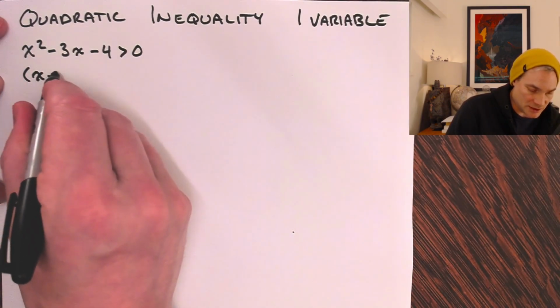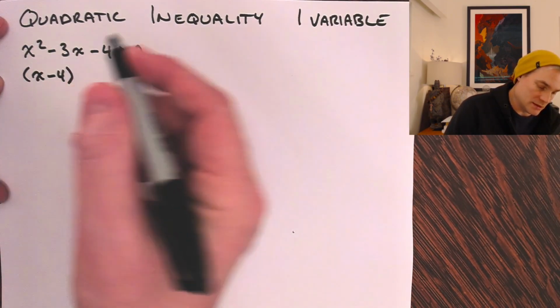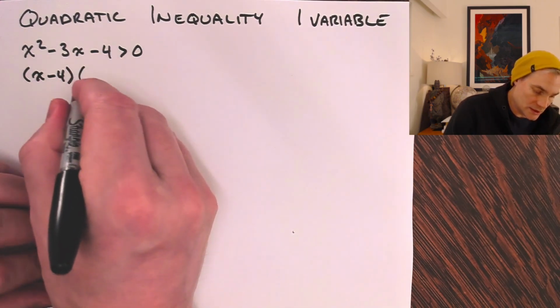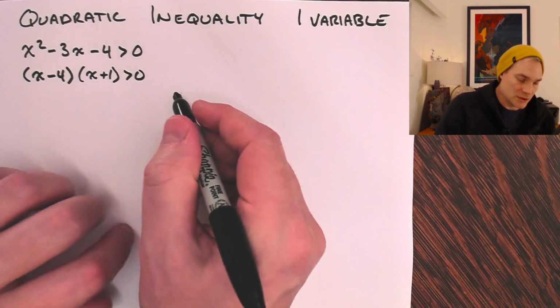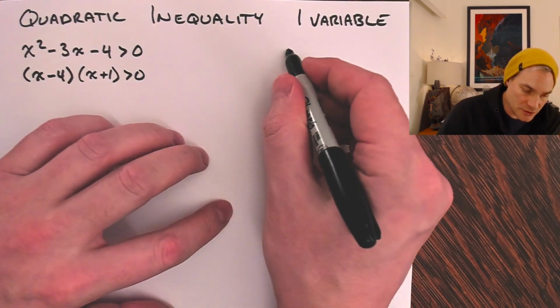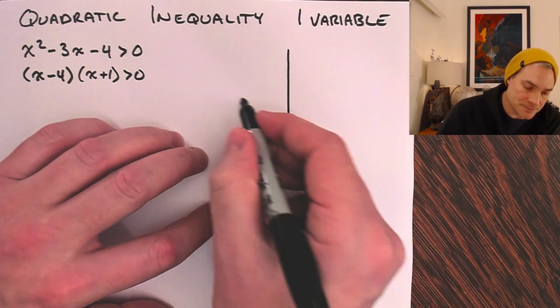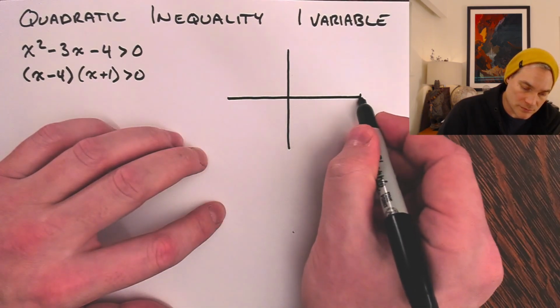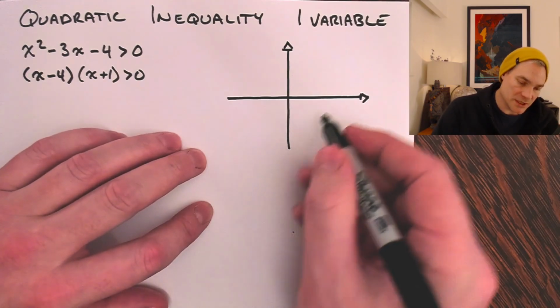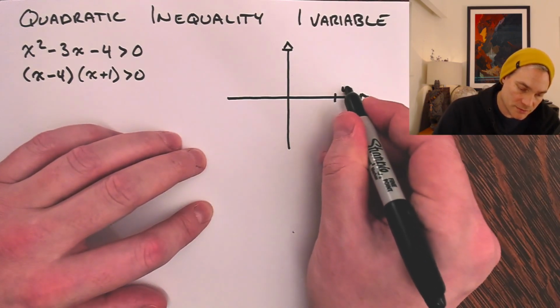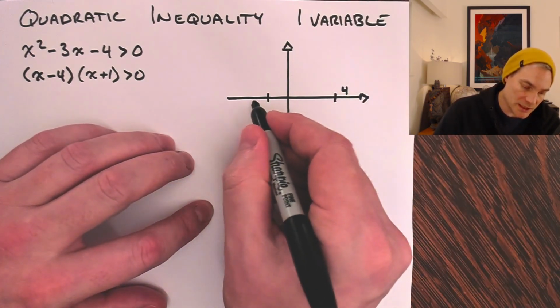So we know that this is x minus 4 times x plus 1. So we know our two roots. Let's go over here and we'll make a graph. So here we have a root at 4, and another root at -1.